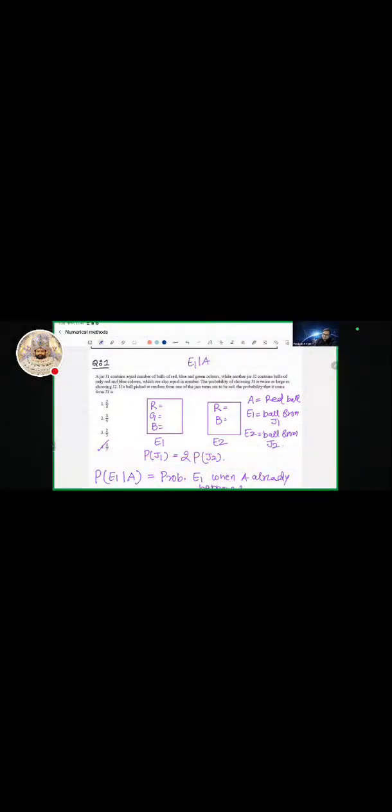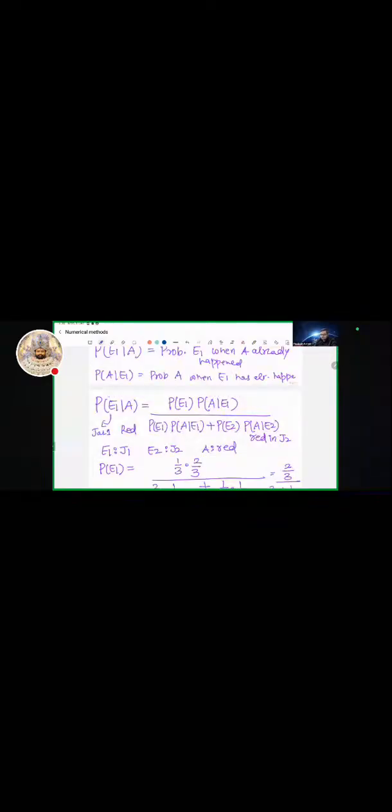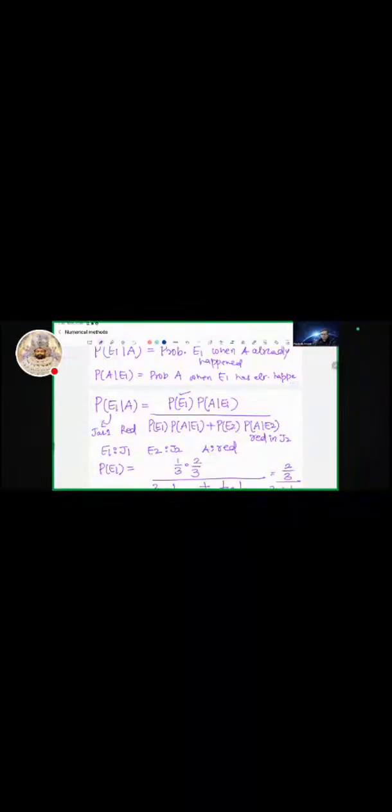They are asking me this: what is the probability of getting jar 1 if a red ball is already out? The formula for that is given by this. How do you write this formula? Probability of E1 into probability of A given E1, switch it around. And similarly in the denominator, P(E1) into this plus P(E2) into this plus P(E3) into this. If there are 3 jars, P(E3) into this, and so on.